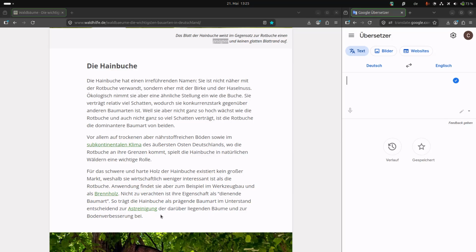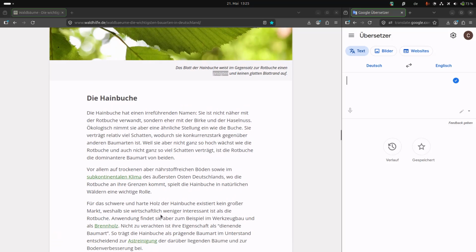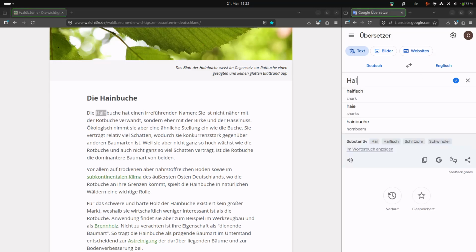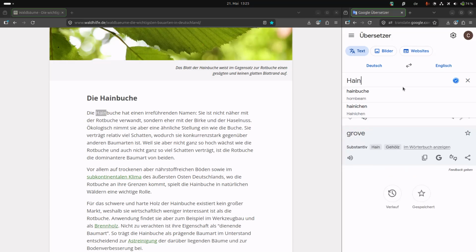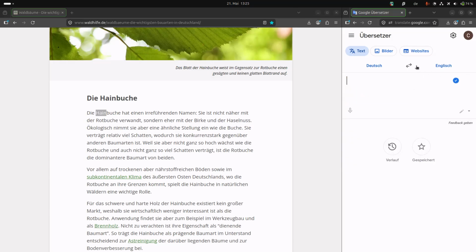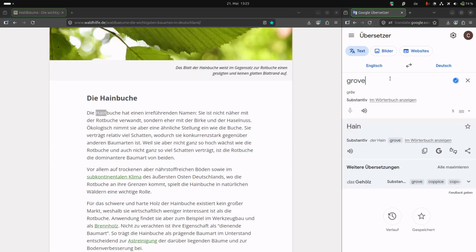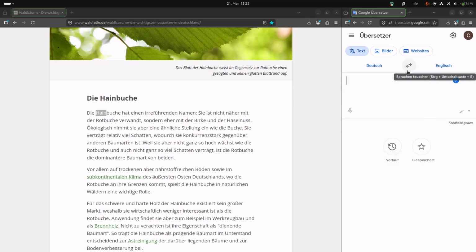So that was the whole text read out loud, and now let's translate it sentence by sentence and word by word. Die Hainbuche, the hornbeam, hat, by the way, Hain is a kind of old word to describe, I think, some field, Hain, I think it's grove. What does grove mean? Funny, I just want to know the translation. Just gonna Google it.